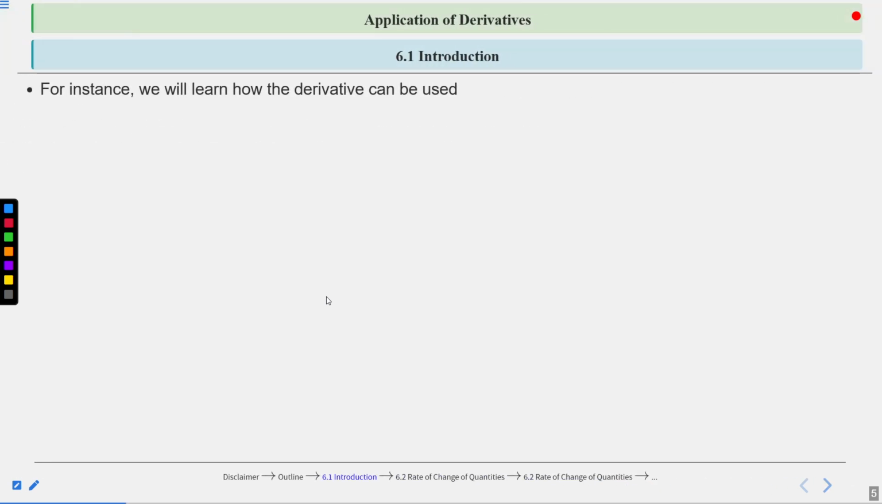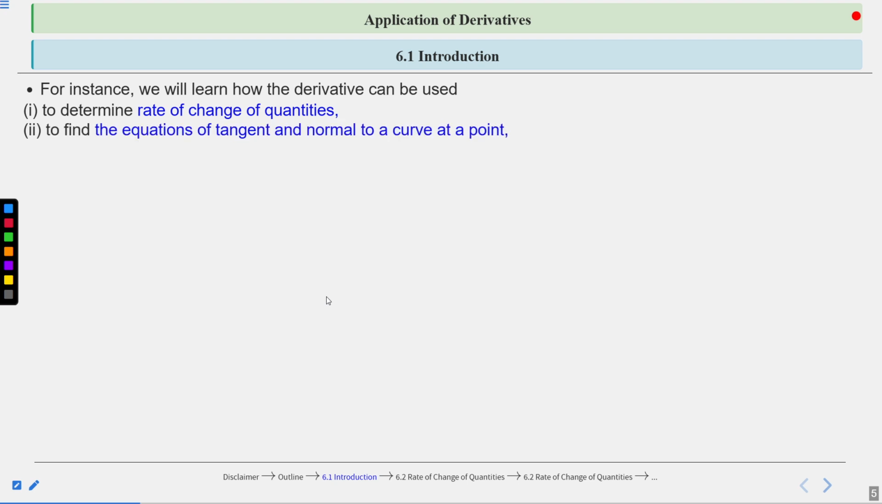For instance, we will learn how the derivative can be used. First, to determine the rate of change of quantities. Derivatives can also be used to find the equations of tangent and normal to a curve at a point, right?